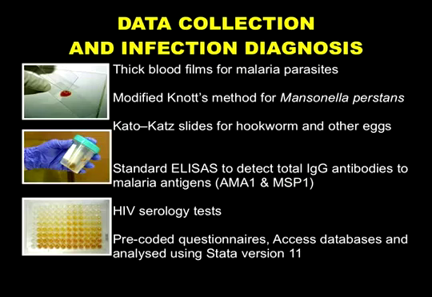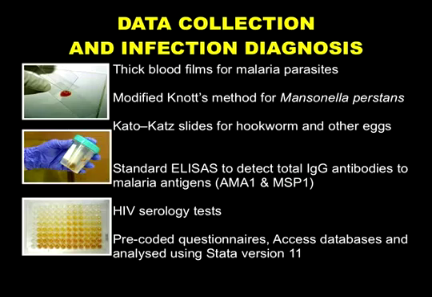On the other hand, the children provided blood and stool samples when they attended the study visits at the research clinic and when they had an illness event. Leishman-stained thick blood films were done for malaria parasites. The modified Knott's method was used for the Mansonella perstans infections. The Kato-Katz slides were used for hookworm and other helminth eggs.